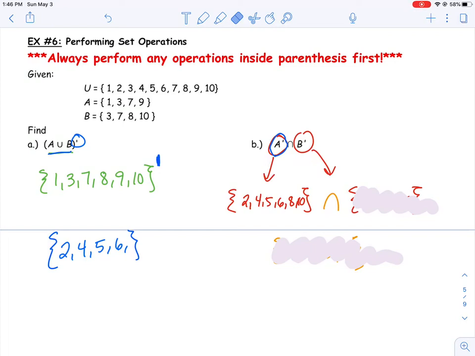I ended up getting 2, 4, 5, 6, 8, and 10. The next thing we want to do is figure out the complement of B. What elements are not in set B? What elements are in our universal set but that are not in set B? Write all of those down. I ended up with 1, 2, 4, 5, 6, and 9.